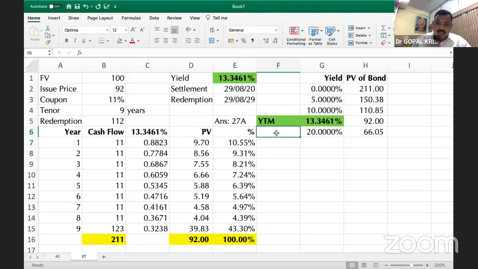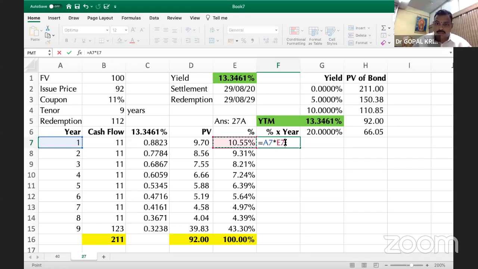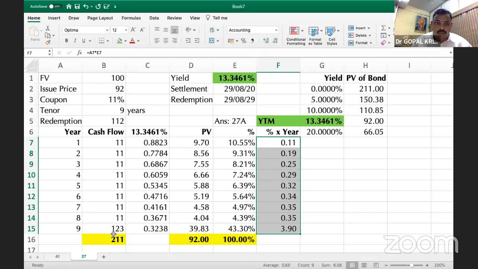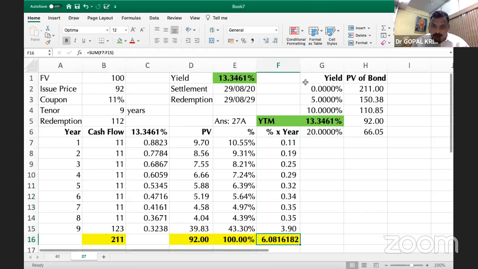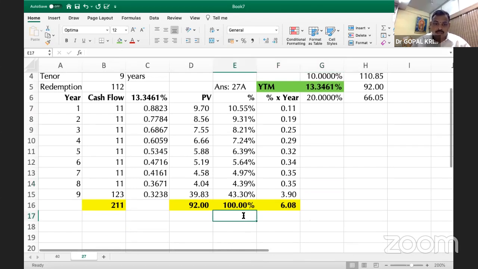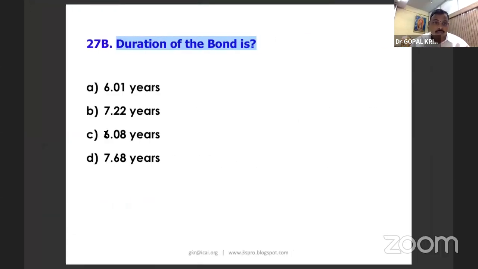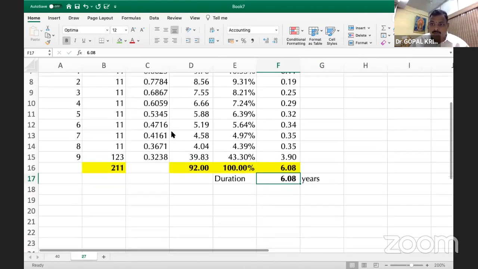So what I will do, I will multiply your percentage into year. That is the time. This is called the weighted average. The weighted average. So year into percentage. So this will give the weighted average time. Okay. So now take the total. This is your duration. So what is your duration? 6.08 years. I repeat, 6.08 years. So that is your duration. 6.08 years. Now I'll give you an example of how this works.